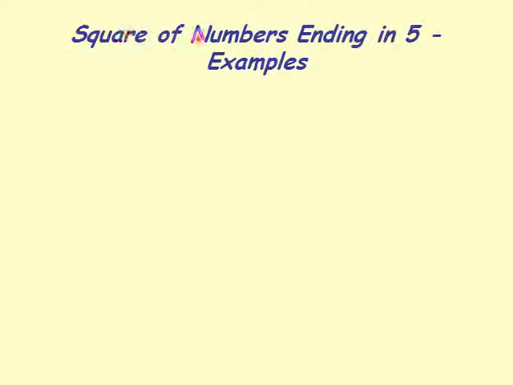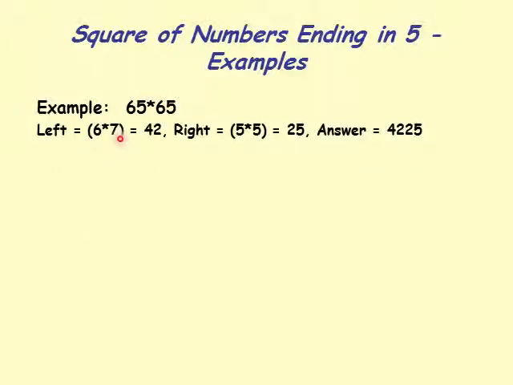Now let's do some examples of squares of numbers ending in 5. First example is 65 times 65, which is 65 squared. On the left, it's 1 more than the 1 before: 6 times 7 is 42 on the left, and 25 is on the right, 5 times 5. The answer is 4225. 65 times 65 is 4225.